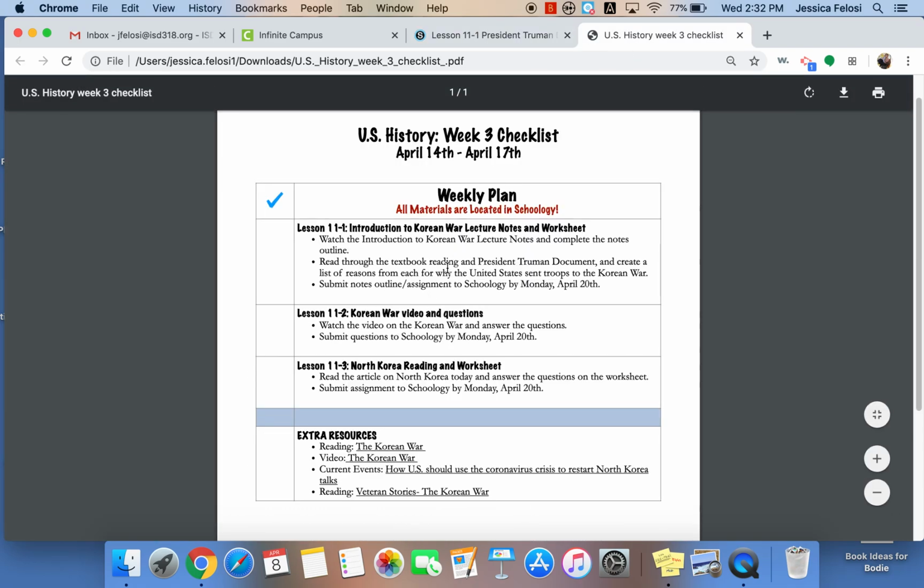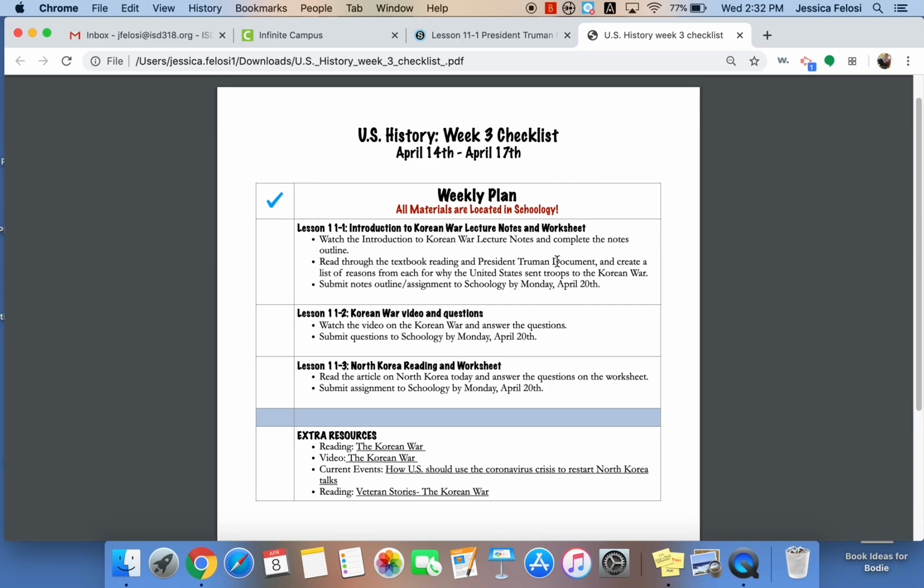Both of these, the textbook reading, which is our secondary source, and the President Truman document, which is our primary source, are going to tell us why the United States decided to send troops into fighting in the Korean War. And so you're going to create a list of reasons from those 2 readings why the U.S. entered the war. You can see next week's deadline. For all 3 of these, the next deadline is going to be next week on Monday. So you have a week to complete them. And again, I have a shortened version of assignments this week, so I expect that shouldn't be a problem for you to get assignments turned in by next Monday.